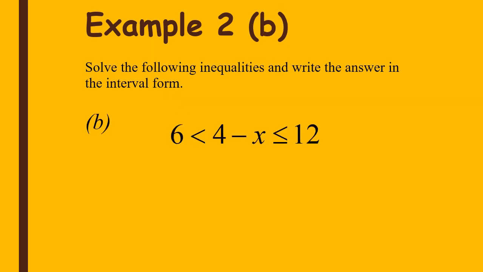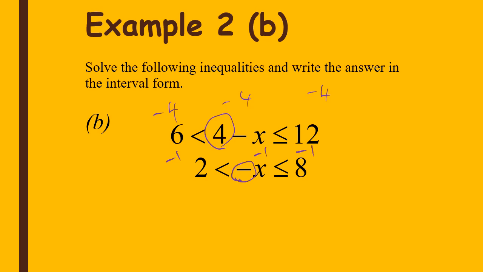Okay, for question B. 6 less than 4 minus x less than or equal to 12. So we want to eliminate this 4. So we subtract 4 on each side. So what will we get? Yes, 2 less than negative x less than or equal to 8. Now we want to make sure the x is positive. We multiply by negative 1 on each side. So what will we get? So the answer should be negative 2 more than. Why more than? Because we multiply with a negative value. x more than or equal to negative 8.